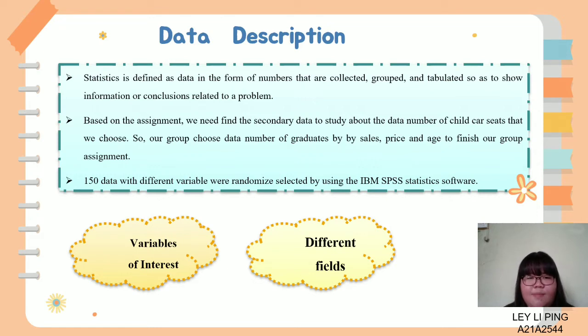Different fields. In the sample data we have studied, there are several fields that need to be studied. Amongst them are the fields of sales, price, and age. For sales, the values are from 0.00 to 13.91, from 24 to 191 for price, and age from 25 to 18.